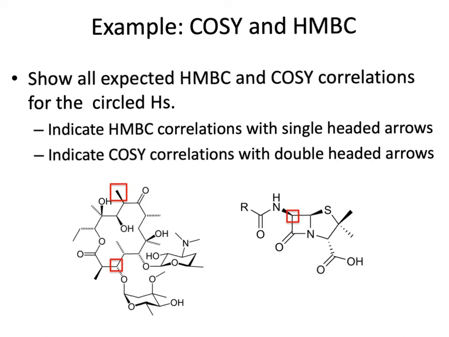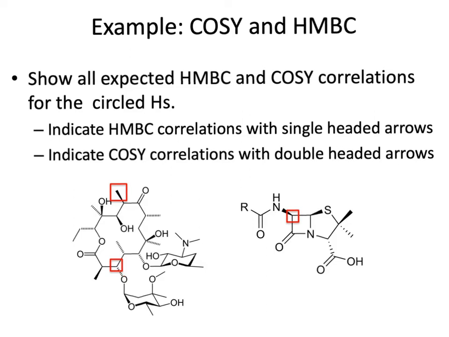This video continues our journey through two-dimensional NMR spectroscopy by looking at an example of COSY and HMBC. In this example problem, what we are asked to do is show all the expected HMBC and COSY correlations for the protons that are circled in these red boxes.